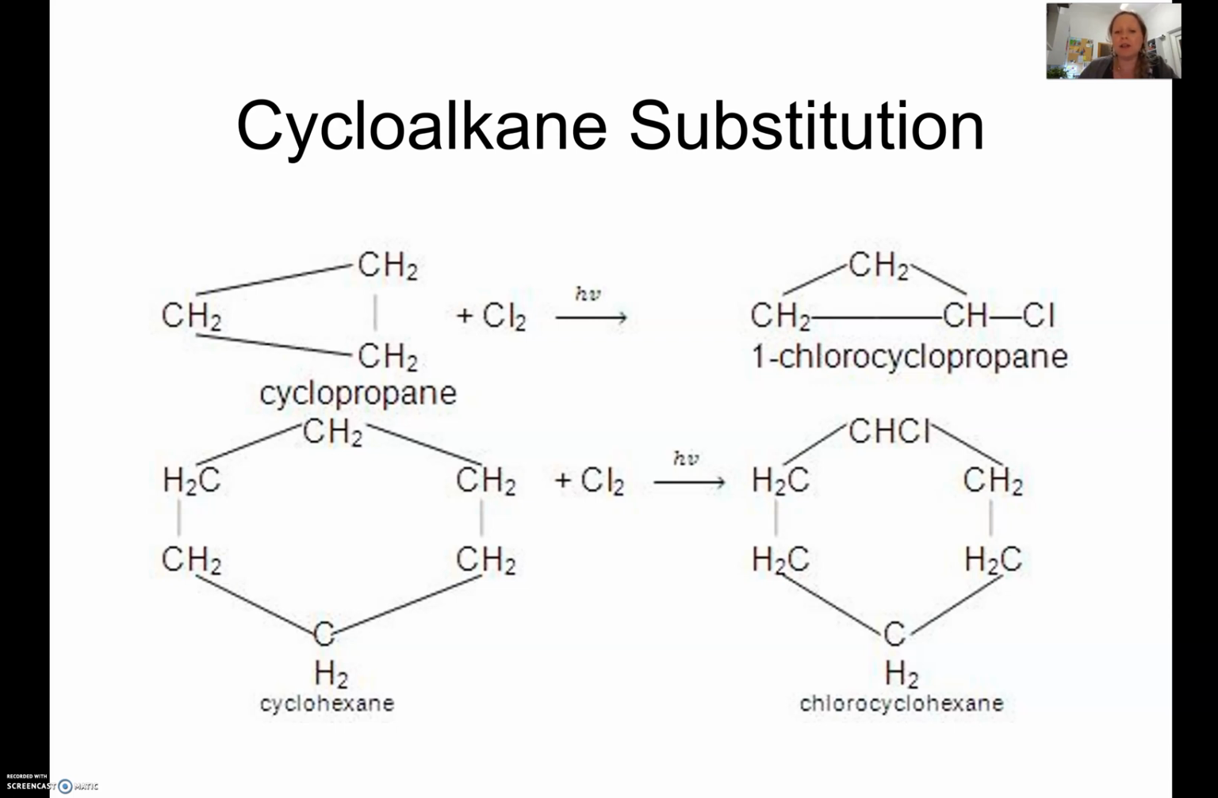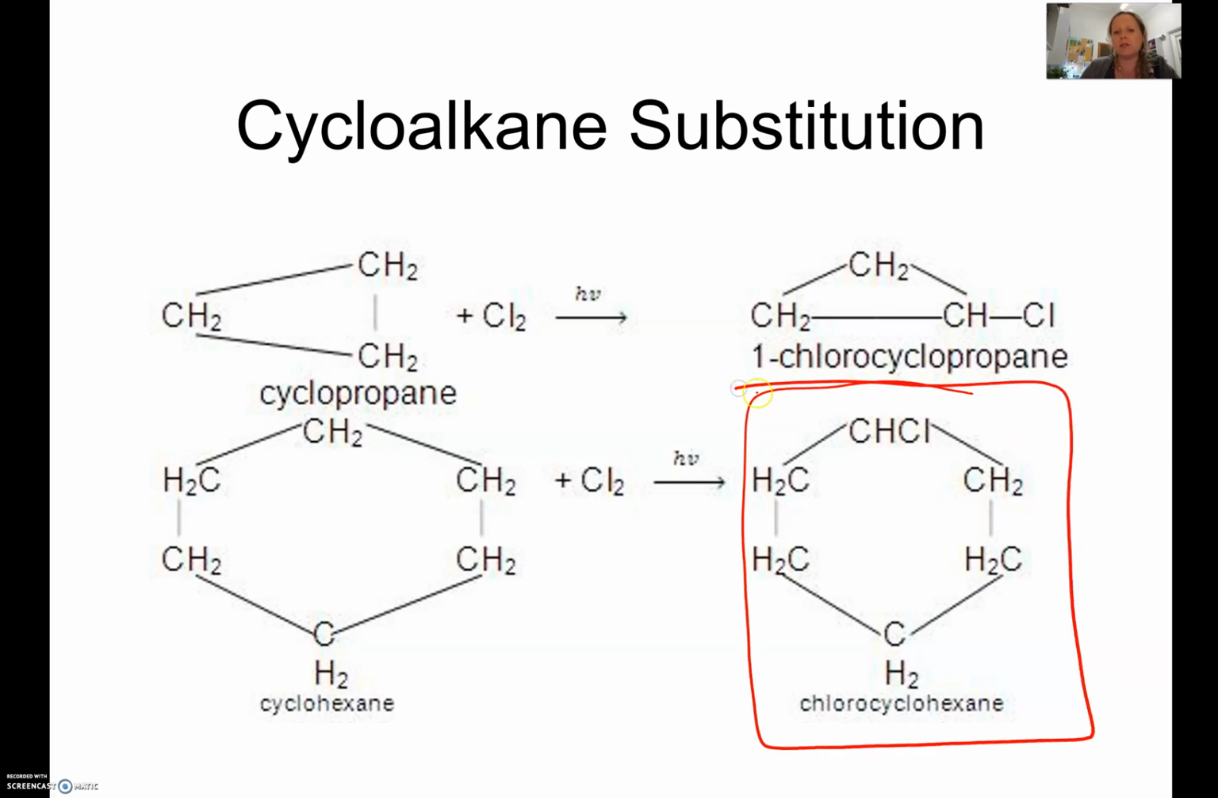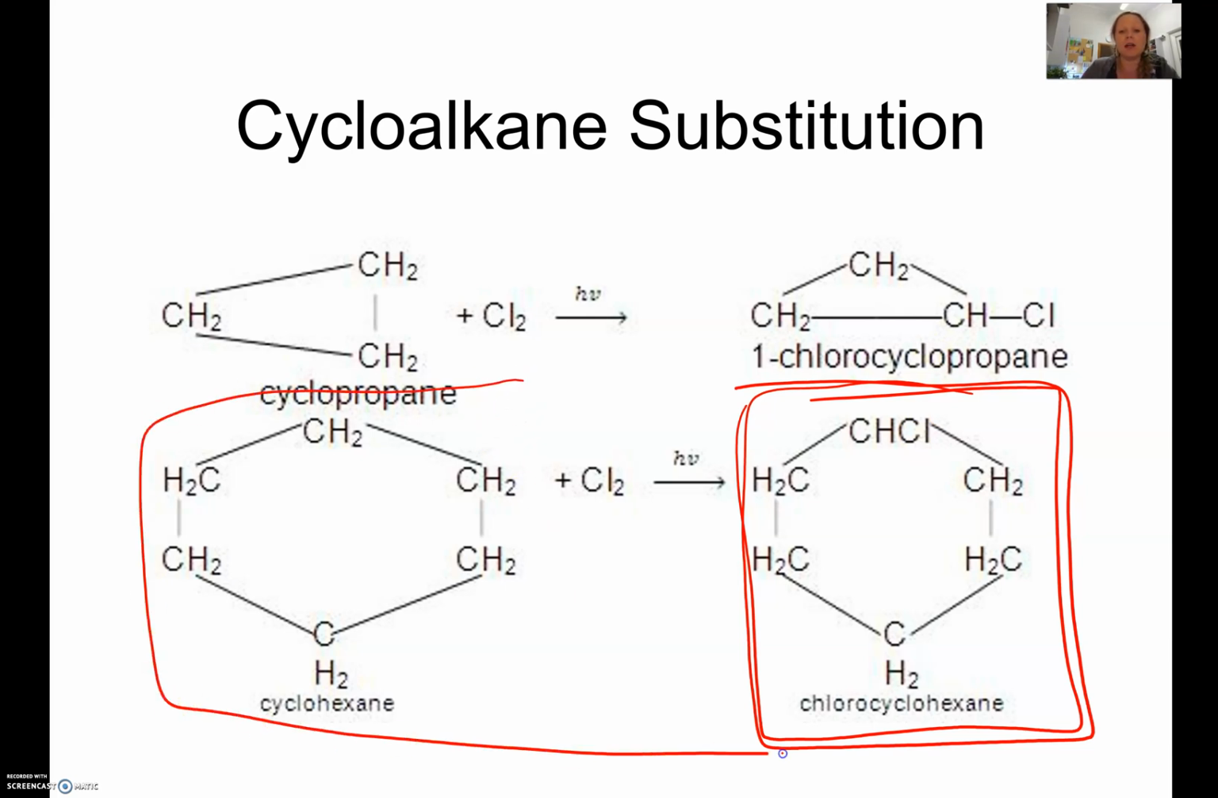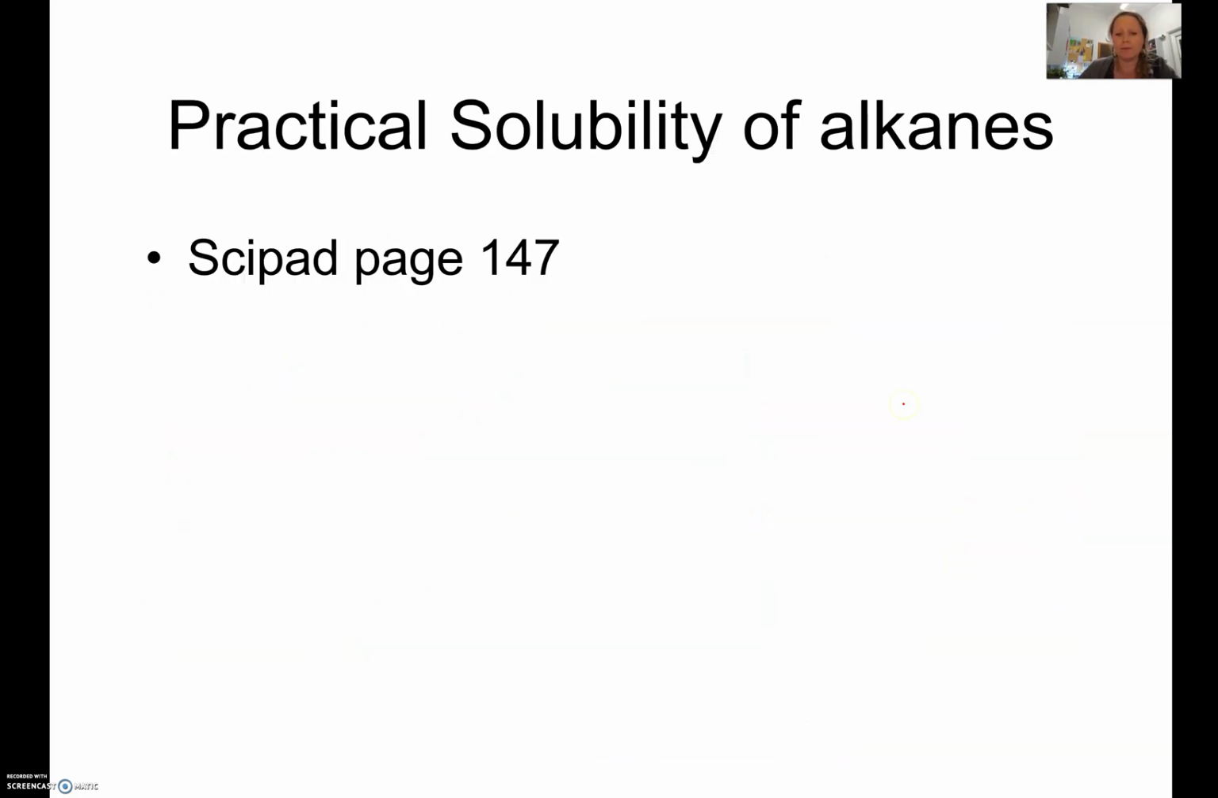The only reason why I put it in here is because cyclohexane is a liquid at room temperature, so we often use cyclohexane when we do practical work because it's easy to use, and so you might see a substitution reaction of cyclohexane with chlorine, and I think we're doing that later on today, and so one of the H's gets substituted with a chlorine.